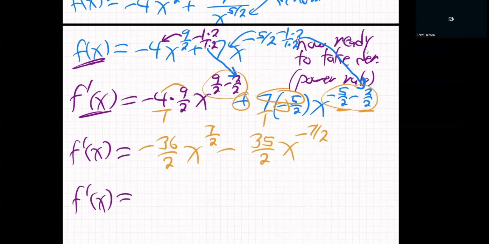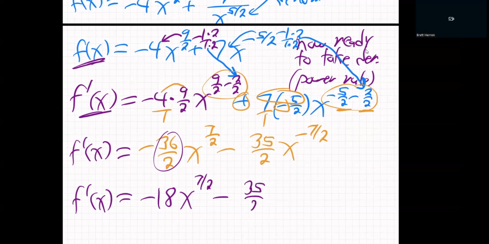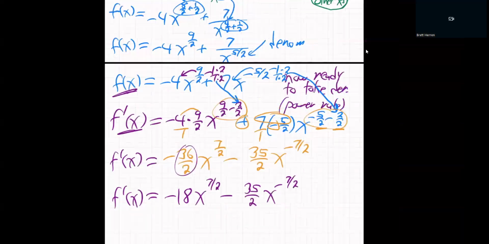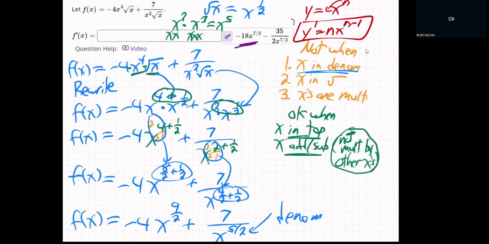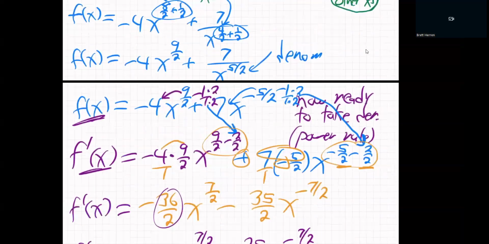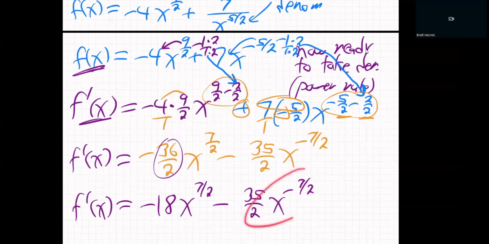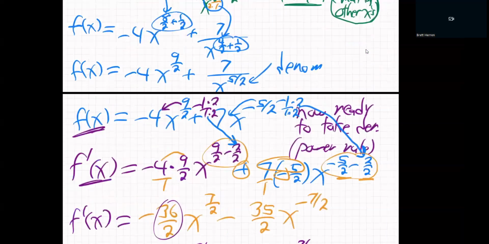I can just clean this up. 36 divided by 2 is 18. And I'll just leave 35 over 2. You can make it a decimal if you prefer. It doesn't matter. Did we get it? I'm hoping that's it. Minus 18x to the 7 halves minus 35 over 2, and then put the x to the 7 halves on the bottom. We left it negative on the top. It's the same either way. Either way, it's good. And so let me recap what happened then.